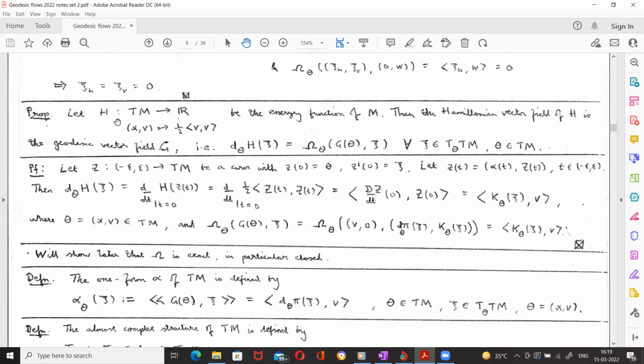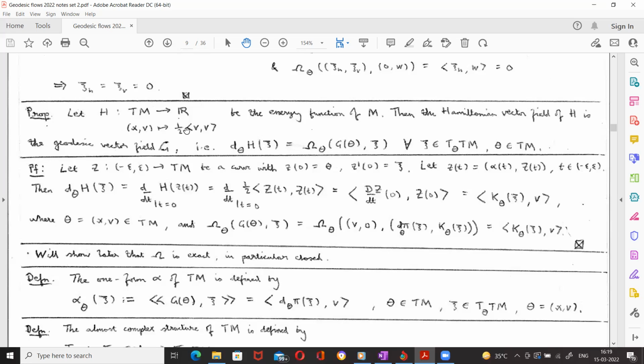Let's say that when H is equal to half, that is the unit tangent bundle, that means the set of unit tangent vectors. So that is a compact manifold when M is compact. The unit tangent bundle is a compact manifold, and the geodesic flow will preserve this compact manifold. It's a submanifold of the full tangent bundle. And so therefore you will have a recurrence for the geodesic flow.